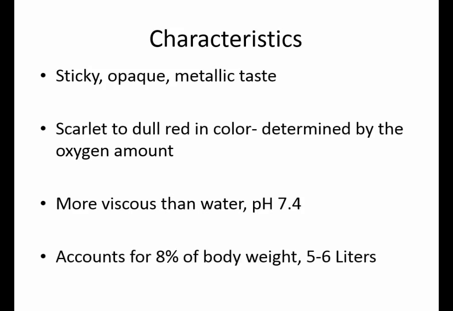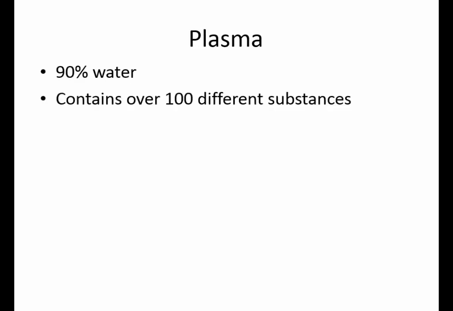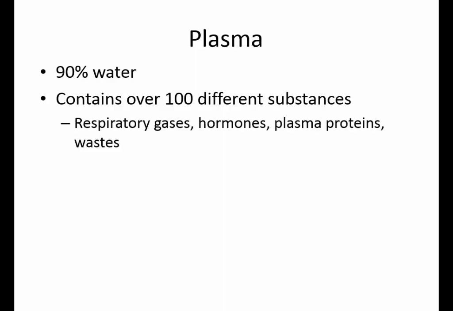It accounts for about 8% of our body weight. That's about 5 to 6 liters, and a liter is roughly a quart. Plasma is 90% water. It contains over 100 different substances dissolved in it. These will include your respiratory gases, hormones, plasma proteins, waste, nutrients, just all kinds of things dissolved in the plasma being circulated around your body.